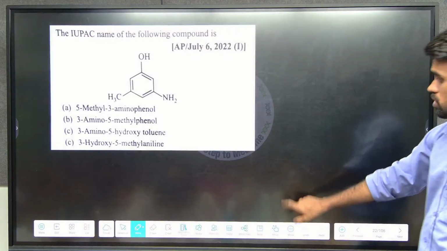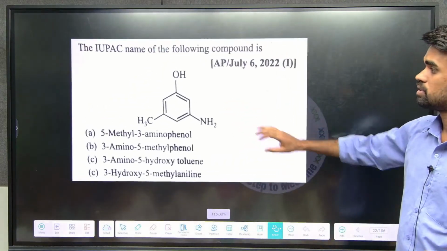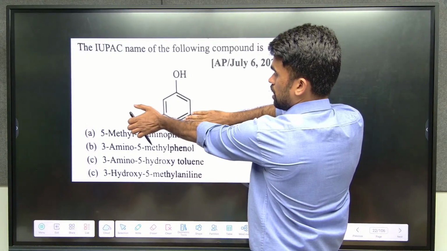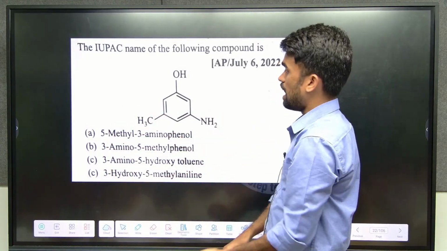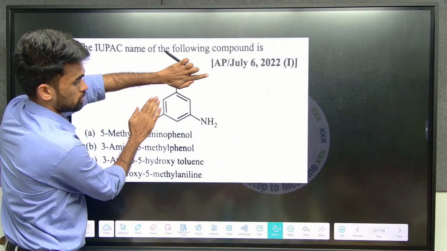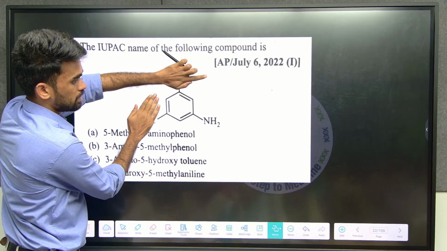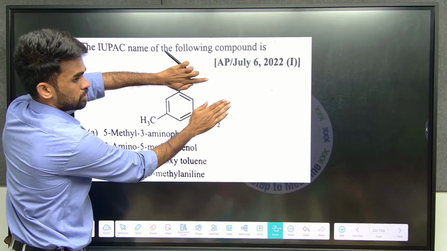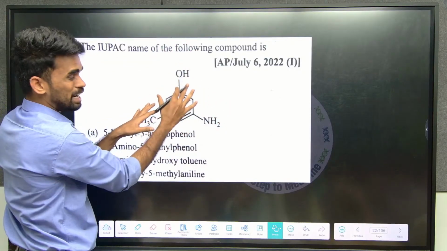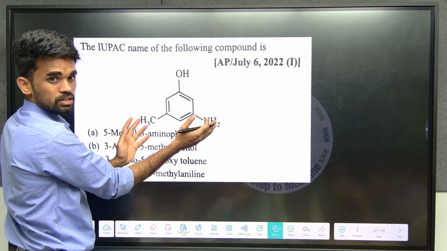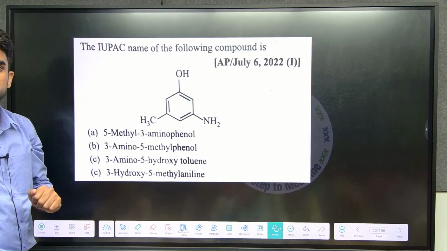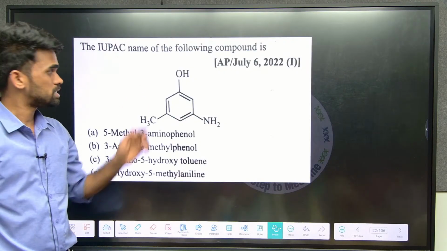What is the name of this compound? You already wrote this. If benzene has only OH, I just want to remind everything: benzene with only NH2 is aniline. Benzene with only CH3 is toluene. But out of these, OH has more priority now. So you should call it phenol with substituents. Now tell me, which comes first in alphabets? A comes first. So like this.